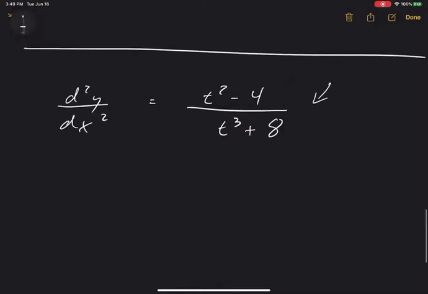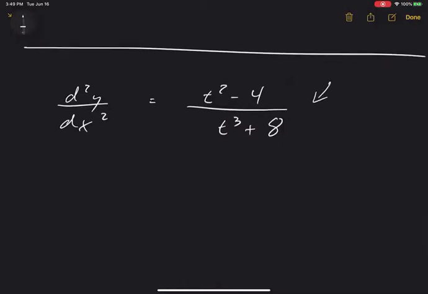There's a special technique you can use when we have our second derivative as a fraction. Here we have a fraction, right? We got some t's on top, we got some t's on bottom. What technique can we use?